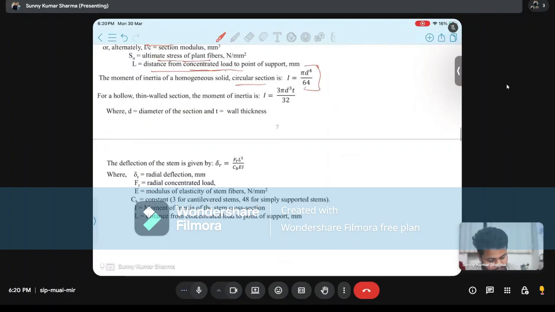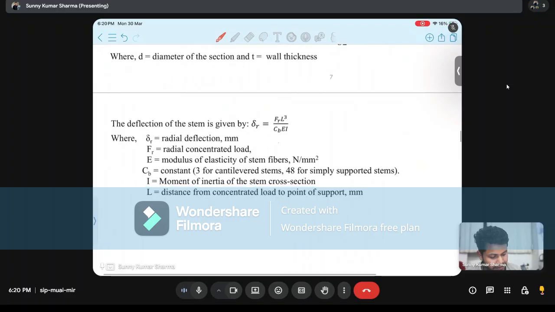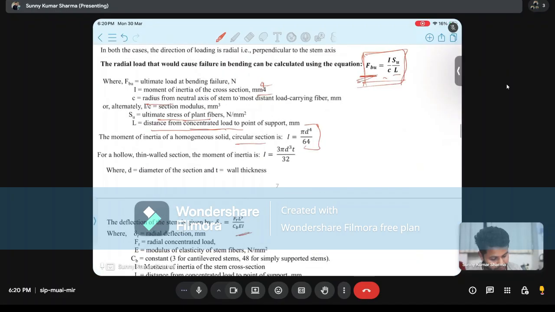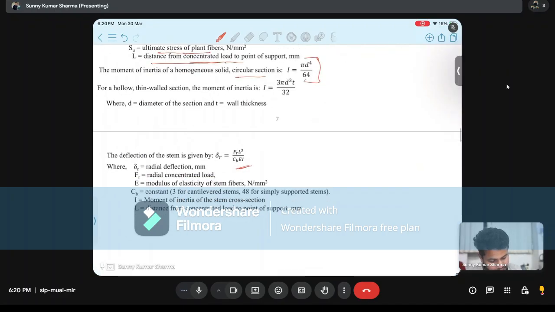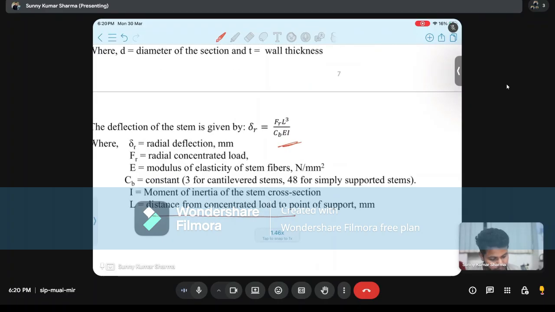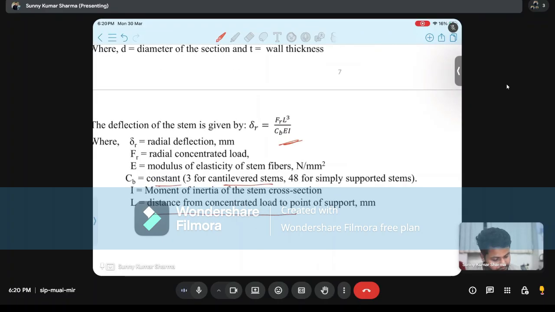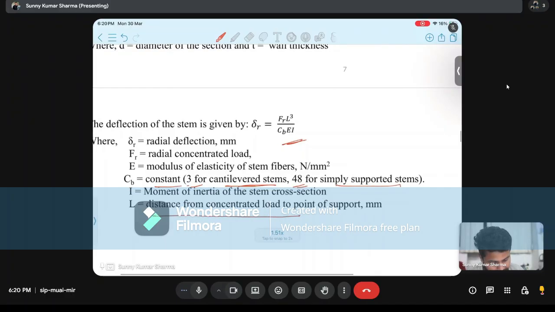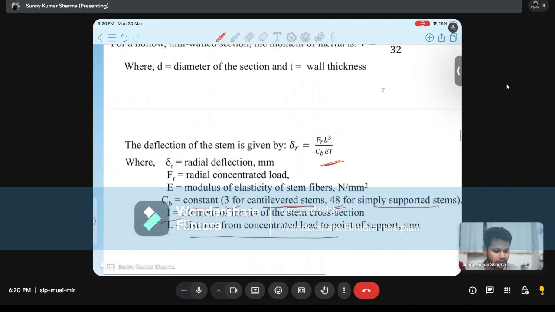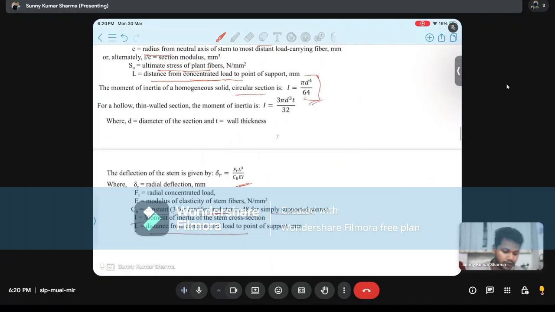And what will be the deflection of the stem? That is given by FR L cubed by CB E I, where FR is the radial concentrated load, and L is the distance from the concentrated load to the point of support. When we solve numericals, we will see how useful this formula is. CB is a constant. In the case of a cantilever stem, this is 3. In the case of a simply supported stem, this is 48. And E is the modulus of elasticity of the stem fiber, and I is the moment of inertia. Just now we saw that for a circular section it is pi d to the power 4 by 64.